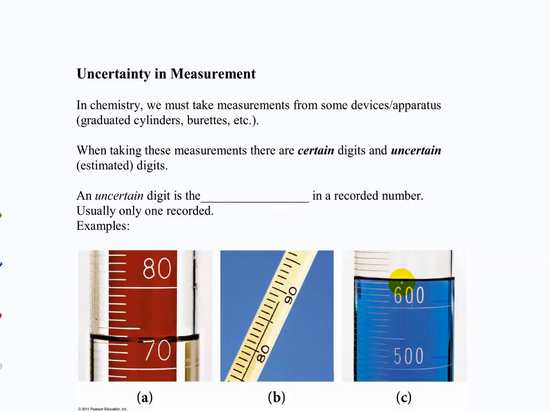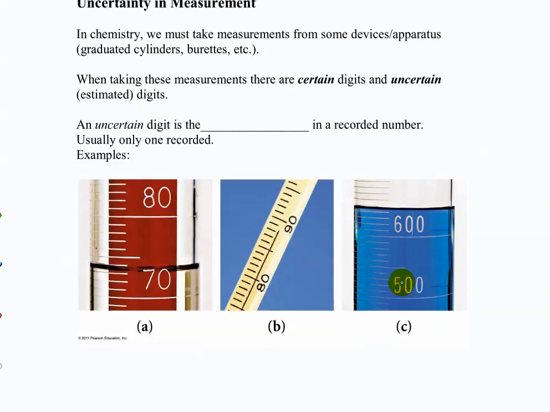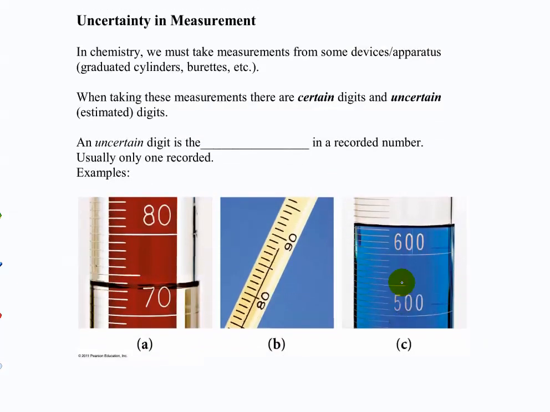So let's talk about it in measurement, because this is going to be the most useful form of uncertainty. The bigger ideas of uncertainty involving theories and explanations, we'll keep in the back of our heads. But as far as practice in the lab, what does this look like? When you take a measurement, we're going to take lots of measurements: graduated cylinders, beakers, burettes, pipettes, balance, whatever. There are always going to be certain digits and uncertain digits.